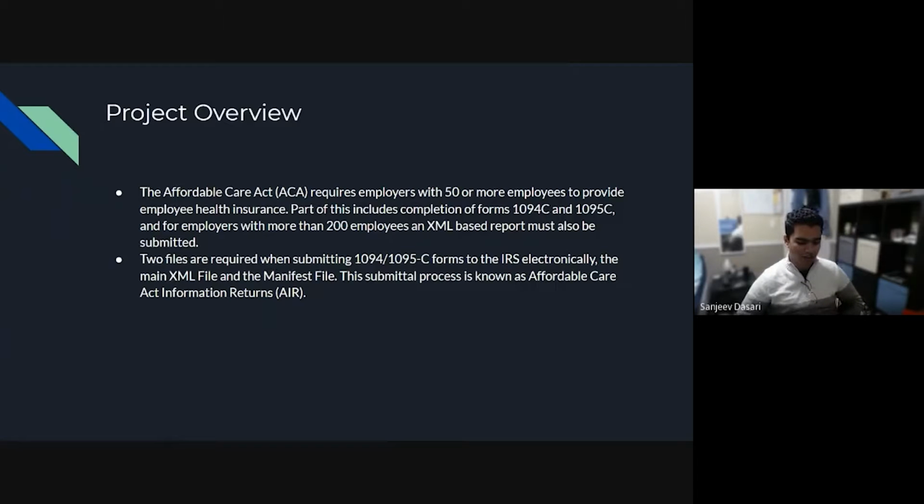So for example, if an employer has 50 or more full-time employees, he has to provide health insurance for all those full-time employees. And at the end of the fiscal year, for tax purposes, he has to fill out 1094C and 1095C forms. It's usually an XML-based report, which is submitted to the IRS electronically. It is a main XML file and a manifest file, and the process is known as Affordable Care Act Information Returns.